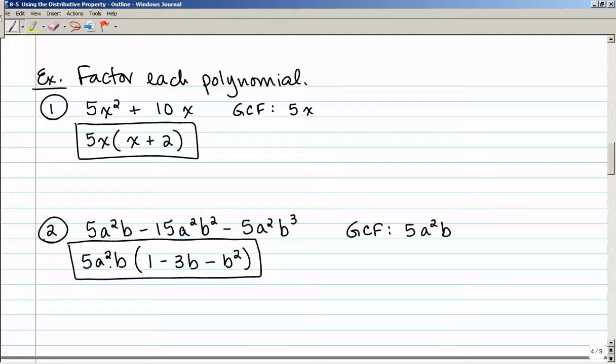And remember, you can check. So if I multiply, I get 5a squared b, a negative 15a squared b squared, and a negative 5a squared b cubed.